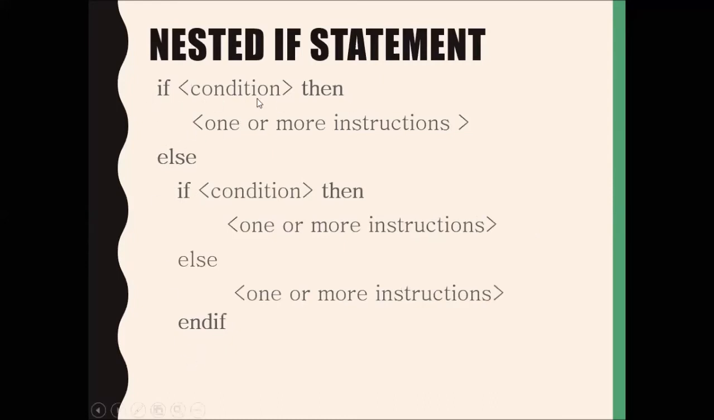So we're going to have our first condition. If this condition is true, it will carry out this instruction. However, if this condition is false, it's not going to do this. So it's going to move on now to check this condition. If this condition meets the criteria, then it will carry out this. Good? However, if this one is now false, it will carry out this instruction. So that's your nested if.